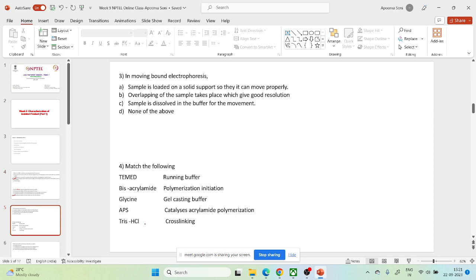Now, in moving boundary electrophoresis, sample is loaded on a solid support. Overlapping of the sample takes place, which gives good resolution. Sample is dissolved in the buffer for the movement, or none of the above. Ma'am, option C. Sample is dissolved in the buffer for the movement. Yes. So C is the correct answer.